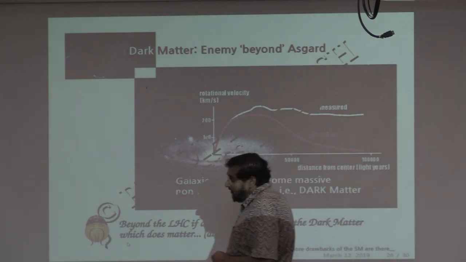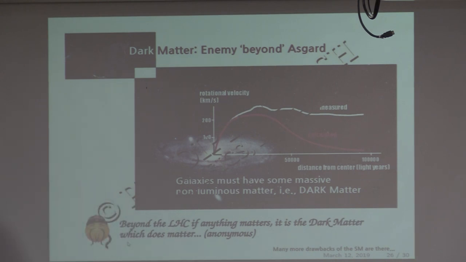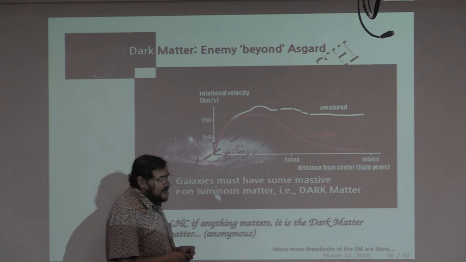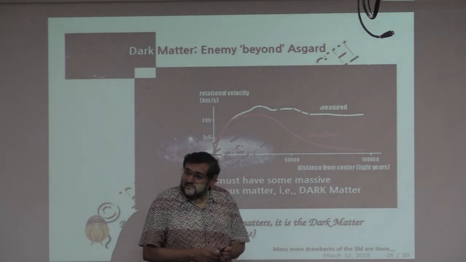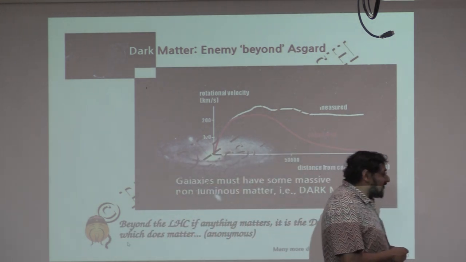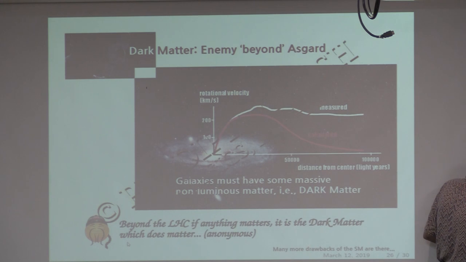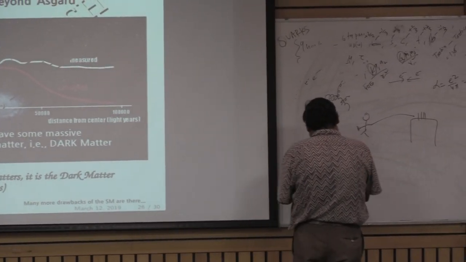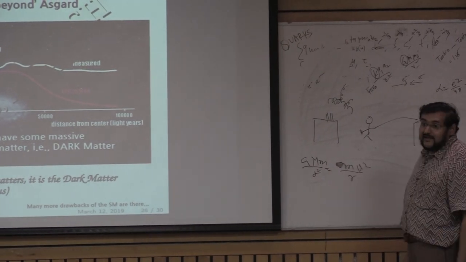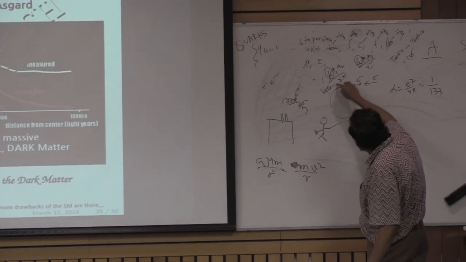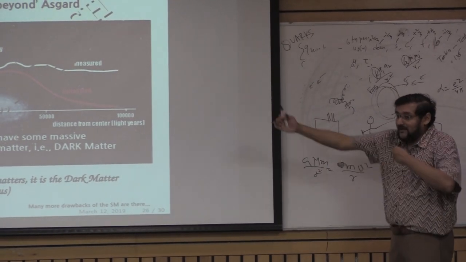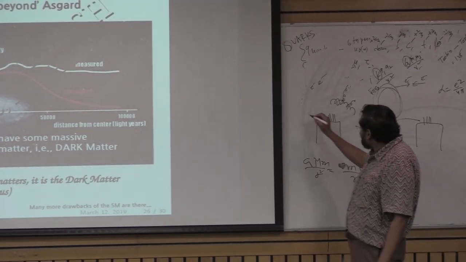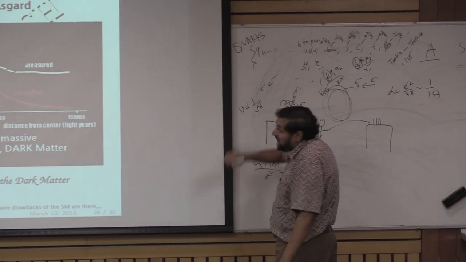Why is it also a problem? Because when people observe certain things, there was a certain predicted behavior. I'm sure that all of you have studied Kepler's laws of motion. So, in Kepler's laws of motion, there exists a relation like this. When something is moving in orbit, you can manage the centripetal acceleration, and if you do that, it gives you that the velocity actually behaves something like this.